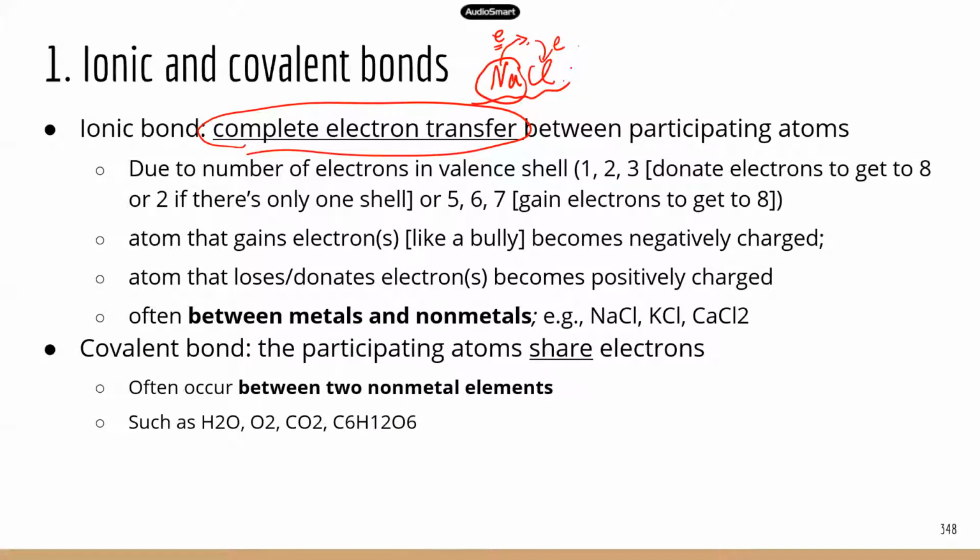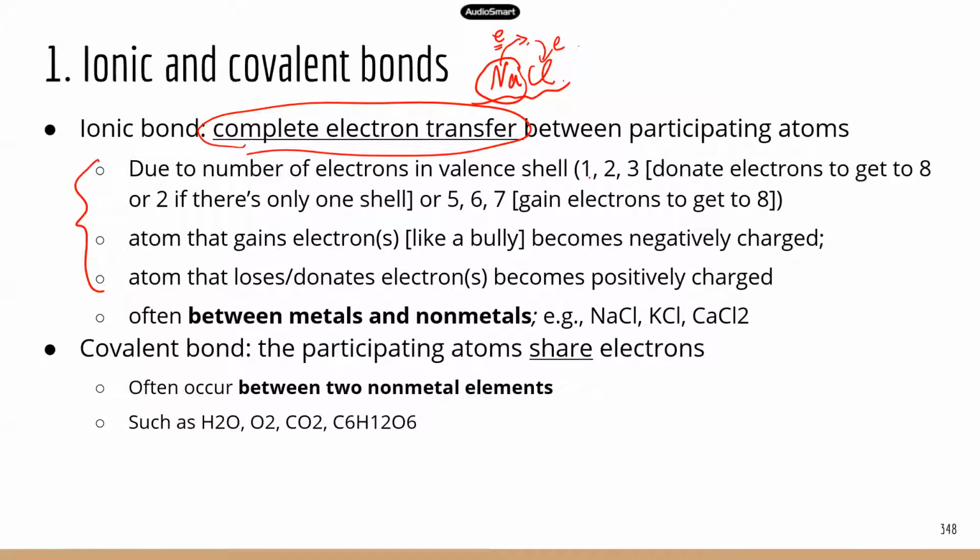And this way, both atoms fulfill the octet rule. So they both get 8 electrons in the valence shell, which is the outermost shell. So again, in an ionic bond, there's an atom that completely loses or donates an electron, and then the other atom will completely gain that electron. So this is about the valence shell that we talked about previously.